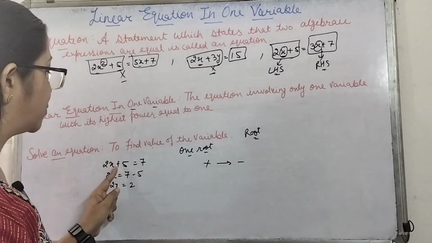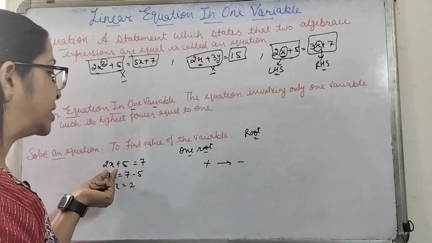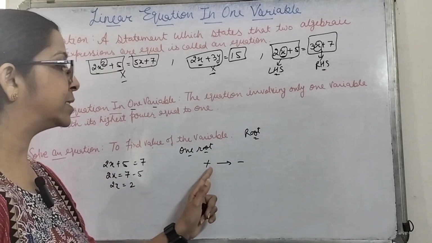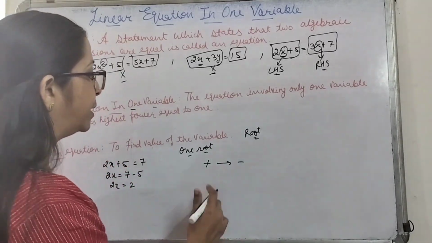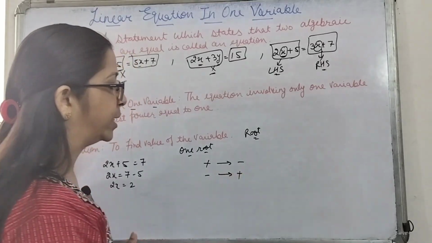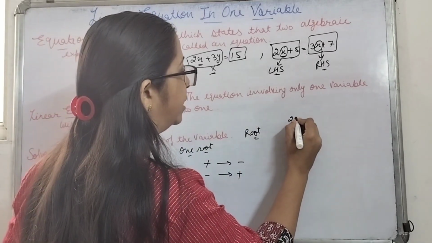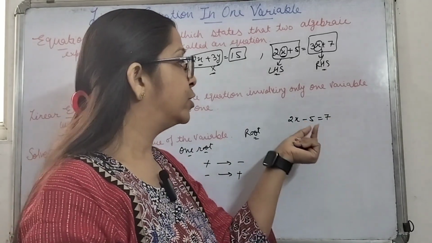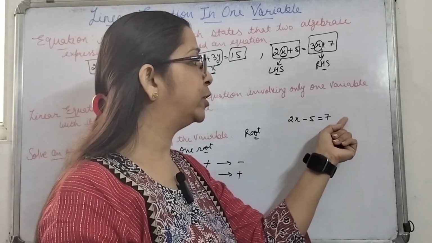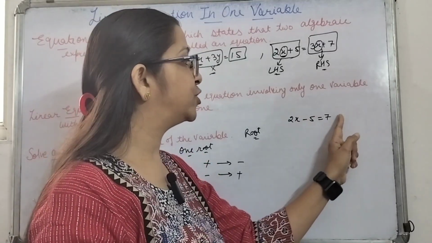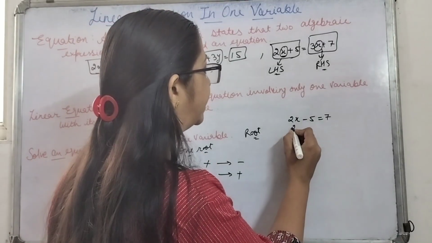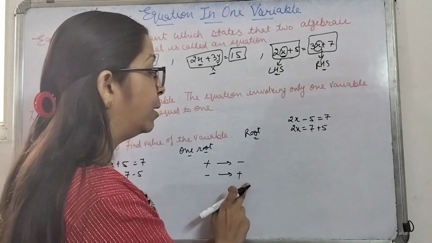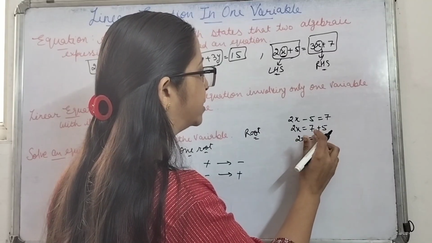So whenever we transpose any number from one side to another, either from LHS to RHS or from RHS to LHS, the plus sign changes to a minus sign. Similarly, a minus sign changes to a plus sign. Suppose we say that 2x minus 5 is equivalent to 7. Here the 5 is negative. So if we transpose it from LHS to RHS, this minus 5 will change to plus 5. So we write 2x is equivalent to 7 plus 5, or 2x is equivalent to 12.